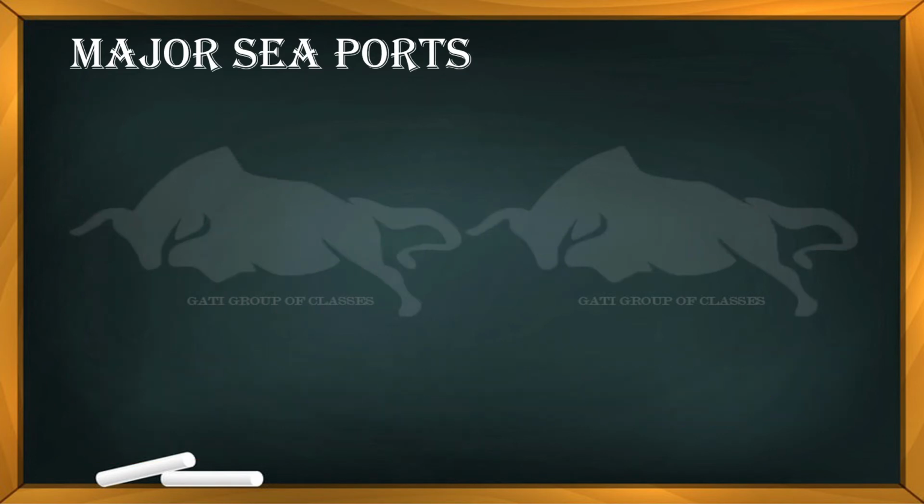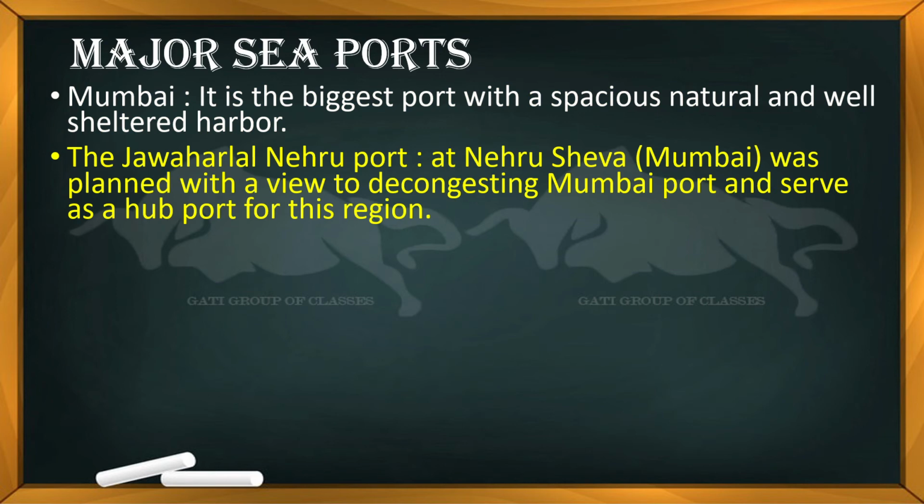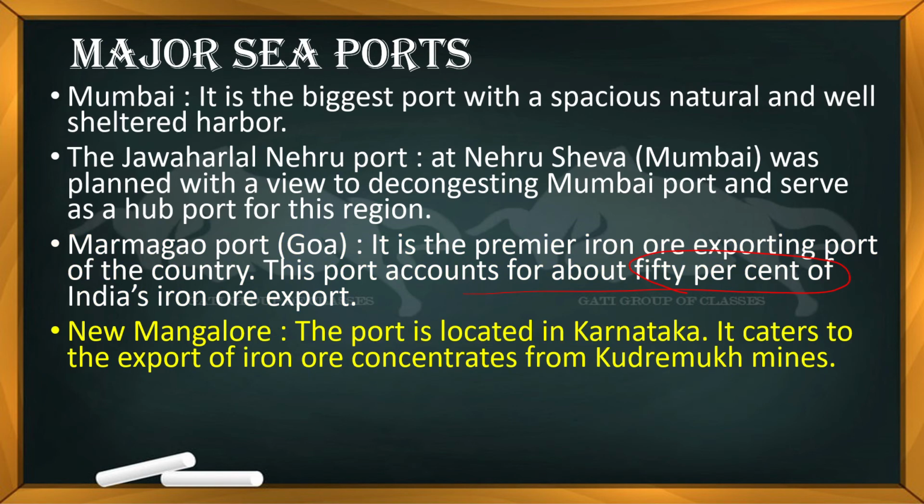And the next one is Mumbai. This is the biggest port and it is a natural sheltered harbor. Jawaharlal Nehru Port is also in Mumbai, and this port has been made to reduce the burden of the Mumbai port. Is it clear? And Marmagao port, that is in Goa. It is the primary iron ore exporting port. Most of the iron ore from our country is exported from this area, about 50% of it. And New Mangalore.